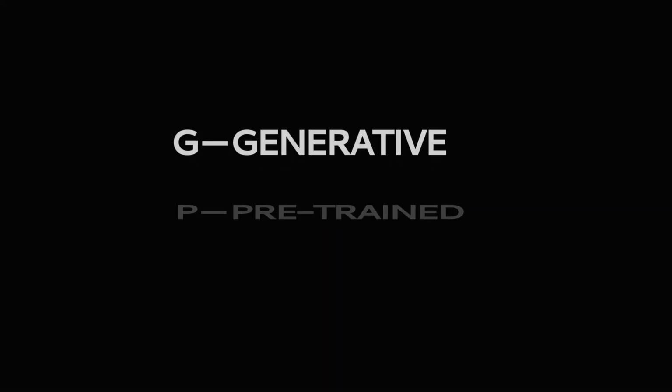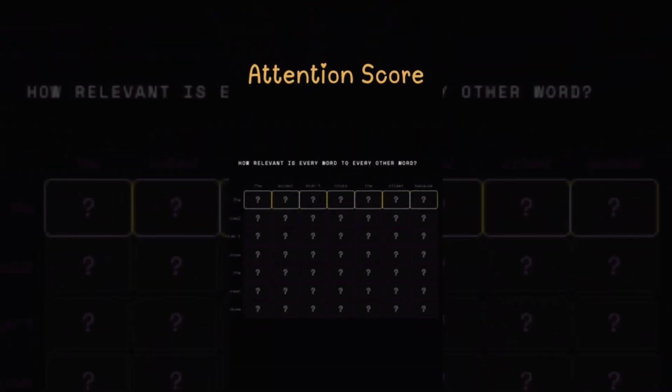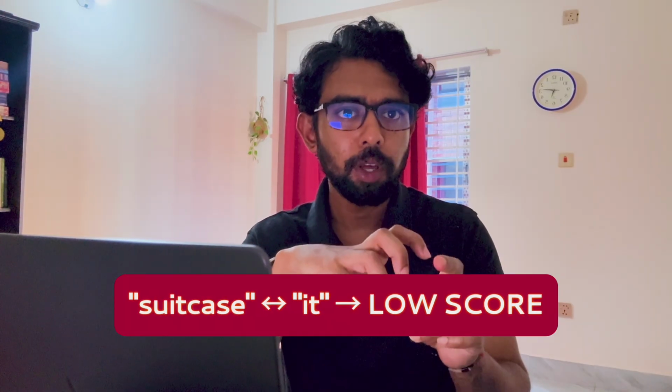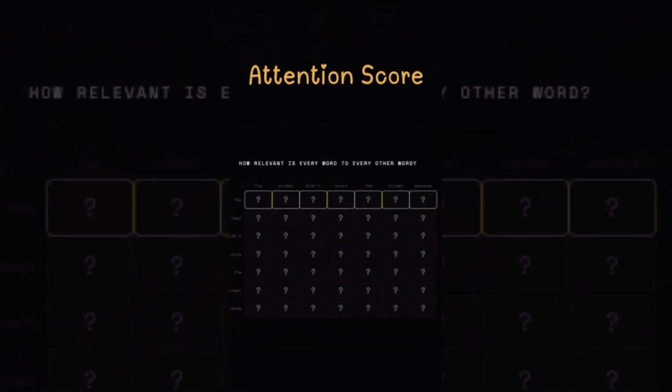GPT, Generative Pre-trained Transformer. The name tells exactly what it is, and nobody pointed that out, they're just using it. So how does attention actually work? Let's think about it. Every word in a sentence gives every other word a score. How closely related are these two words? Trophy and big, high score. Suitcase and it, low score. The model uses those scores to understand the context, not one word at a time, all at once.